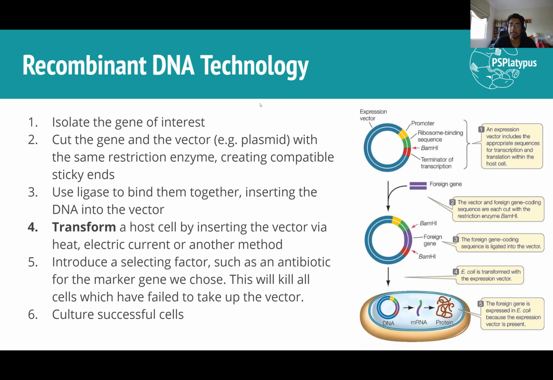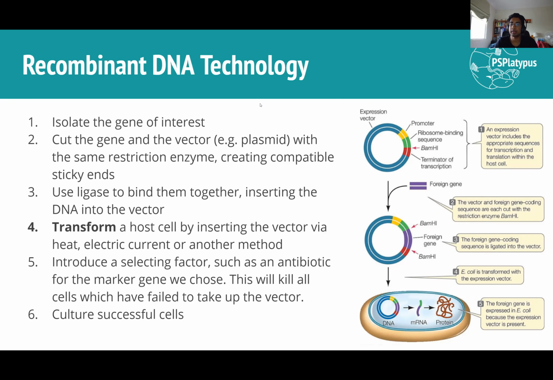They'll automatically bind together at those sticky ends because of the complementary shape. And then we use ligase to form covalent bonds between them to actually bind them together permanently. And then we need to transform the host cell. So the host cell can be a number of different cells. In this case, we're going to use an E. coli bacterium. And we can use heat, electric current, or another method.